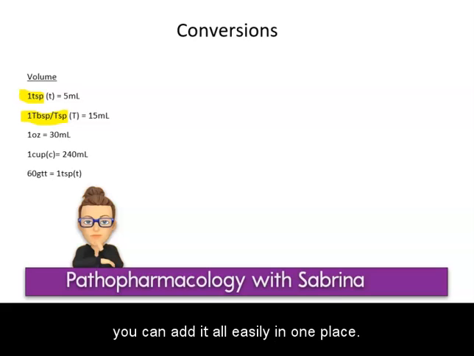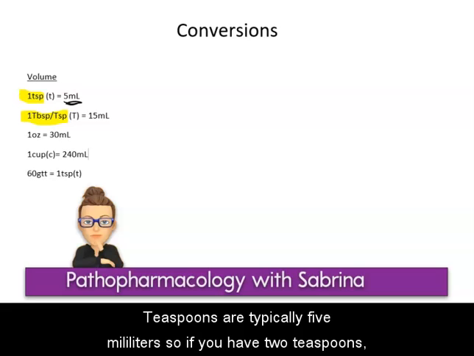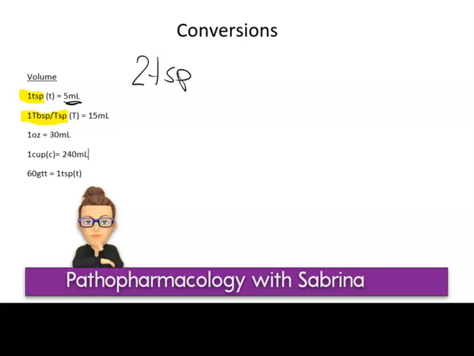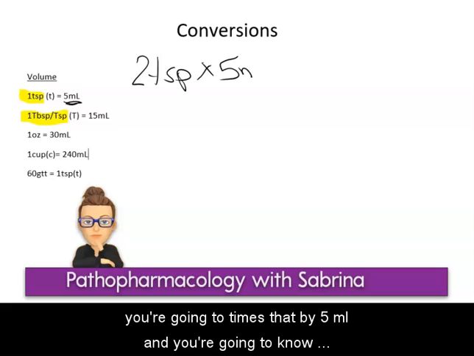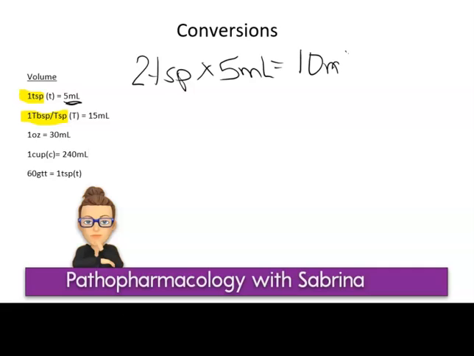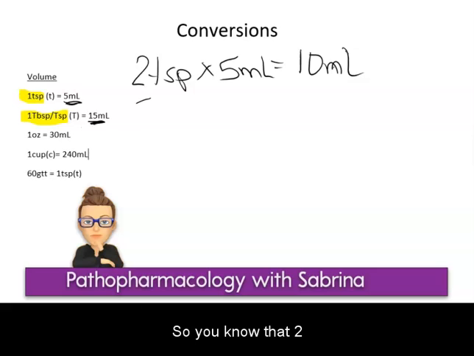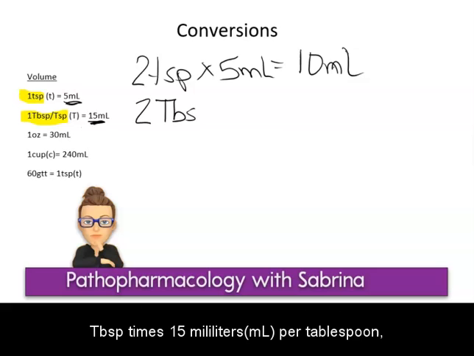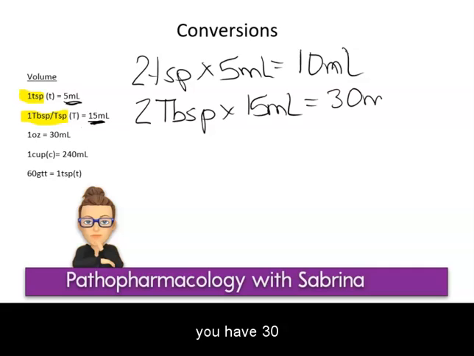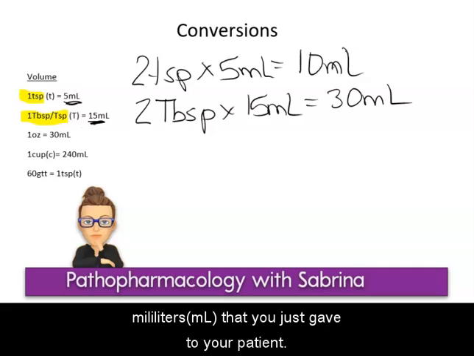So teaspoons are typically 5 milliliters. So if you have 2 teaspoons, you're going to times that by 5 milliliters, and you're going to know that you gave 10 milliliters. If you are giving tablespoons, that's 15 milliliters. So you know that 2 tablespoons times 15 milliliters per tablespoon, you have 30 milliliters that you just gave to your patient.